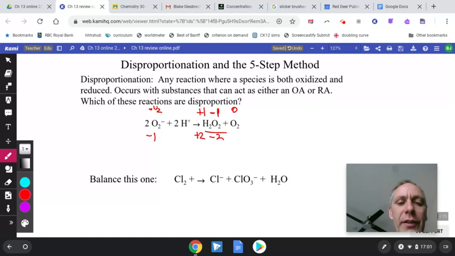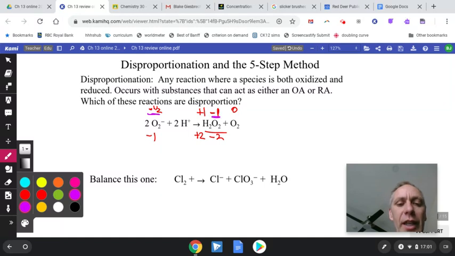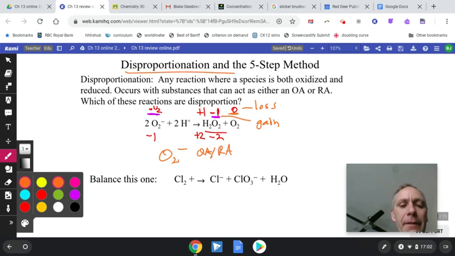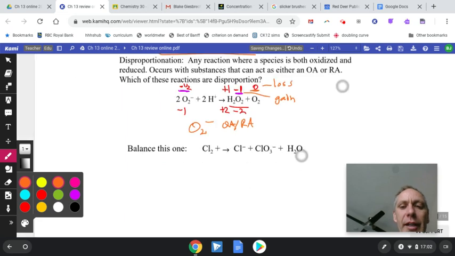And as an element, it's 0. So here's our disproportionation. It's going from -1/2 to -1, which is a gain of electrons. Then it's going from -1/2 to 0, which is a more positive loss of electrons. So we have a gain and a loss. So O2- is both oxidizing agent and reducing agent, disproportionation. All right, so we're going to try and balance this one.